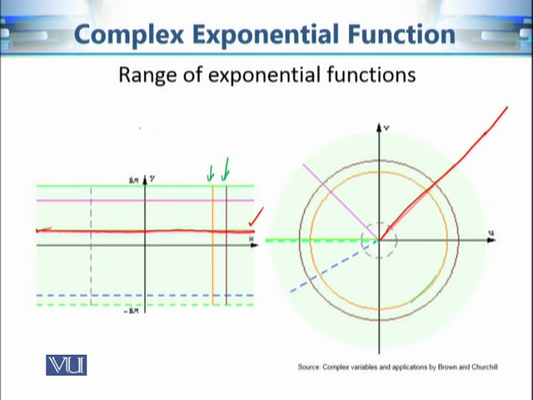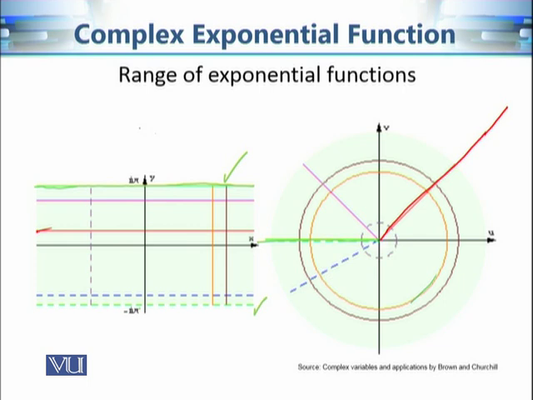Okay, and similarly if we consider this green line, once again the same observation: the imaginary part is fixed but the real part is changing, so the output is going to be a radial line. Similarly this dotted green line is once again going to be a radial line, but what is going to be the relation between the output of this solid green line and this dotted green line?